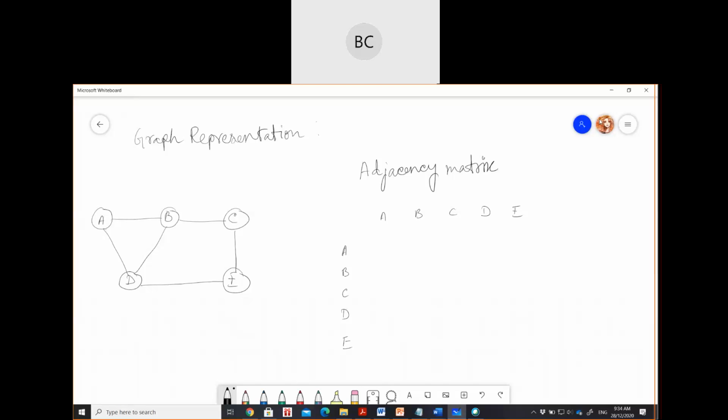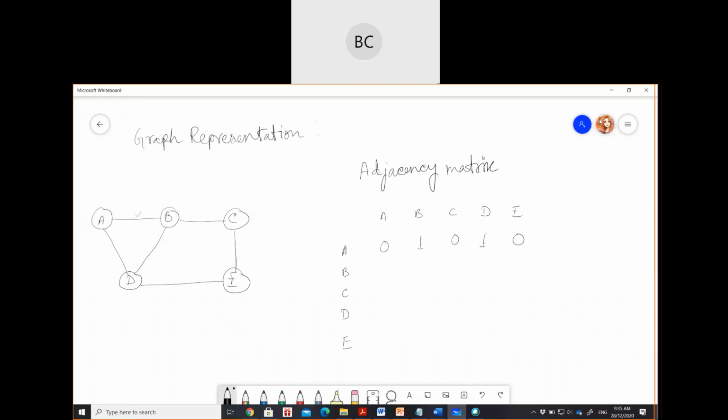Now you tell me the value. What will be the value here? Is there any self loop from A to A? No, right? So here the value will be 0. Is there any edge from A to B? Yes, there is one edge. So the value will be 1. Is there any edge from A to C? No. Is there any edge between A and D? Yes, so the value will be 1. There is no edge from A to E, so the value will be 0.